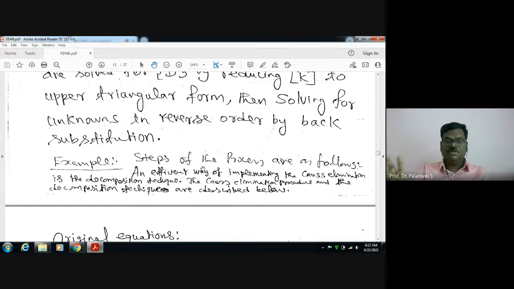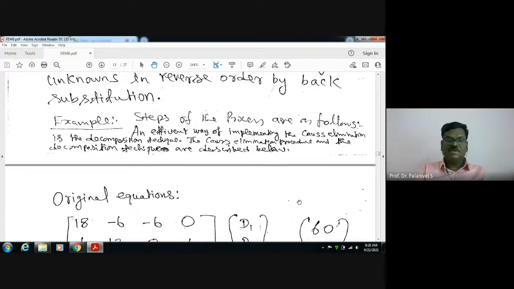With an example, I am going to explain the steps involved in this method. The steps of the process are as follows. An efficient way of implementing Gauss elimination is the decomposition technique. The Gauss elimination procedure and the decomposition technique are described here.